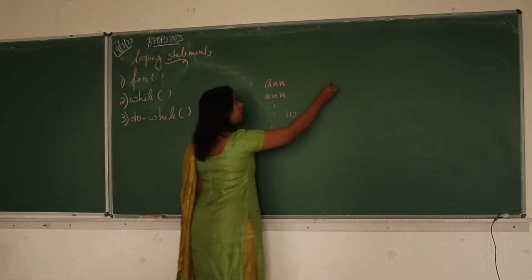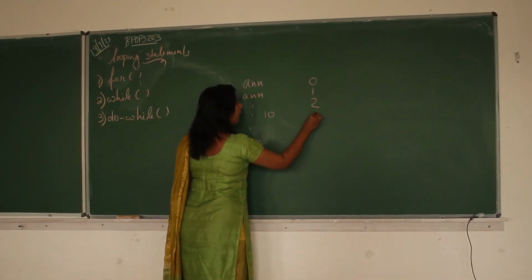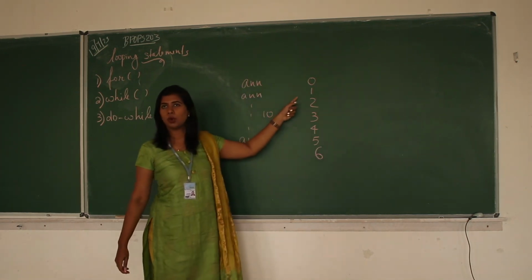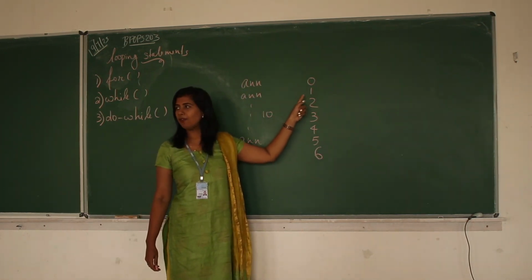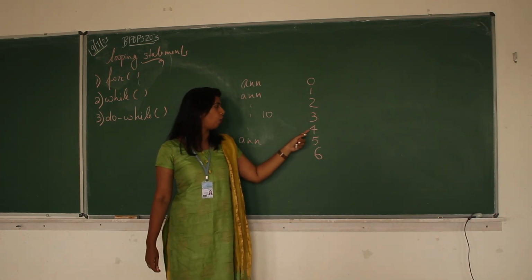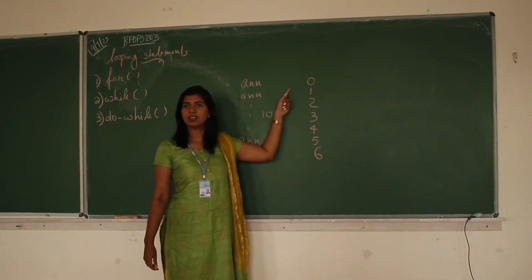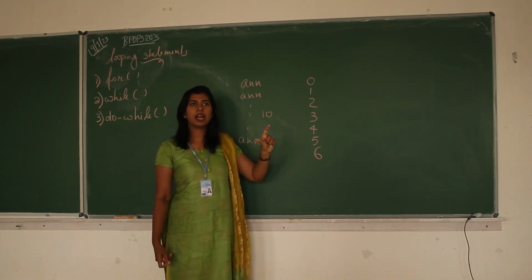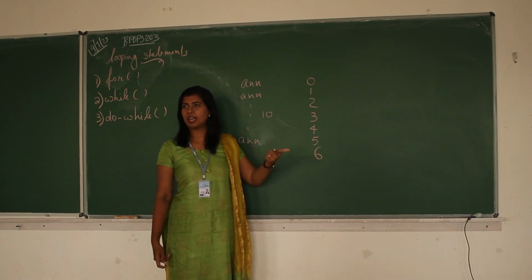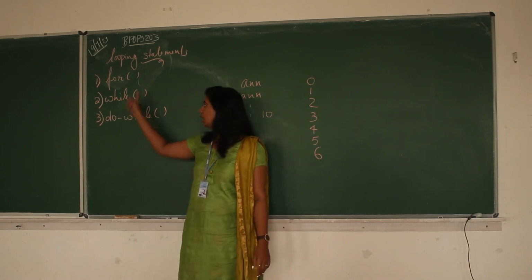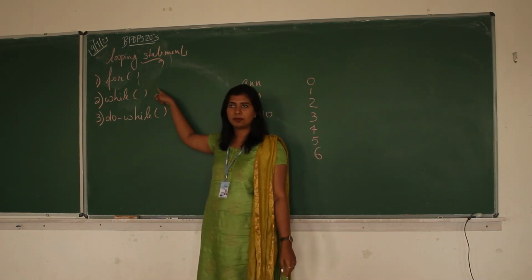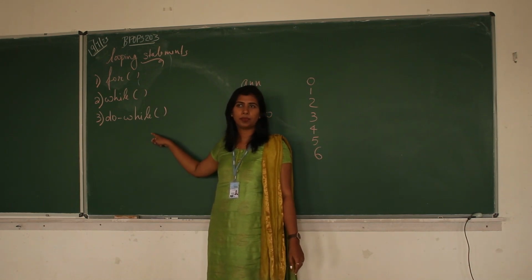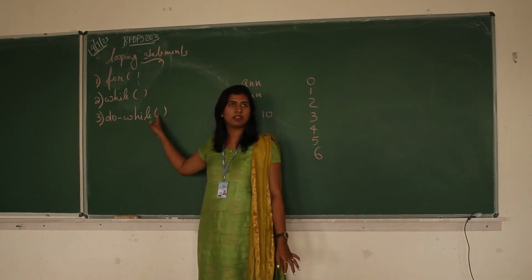Another example, if I want to print my output like this, usually how will you do it? You will write printf 0, printf 1, printf 2, printf 3, 4, 5, 6. That means I have to write 7 printf. The same statement I want to execute repeatedly. In those cases, you can use these looping statements, either for, while or do while. You understood where we are using looping statements in C.